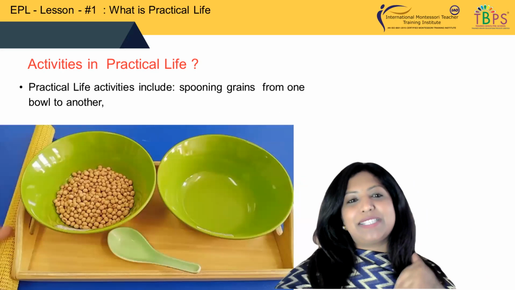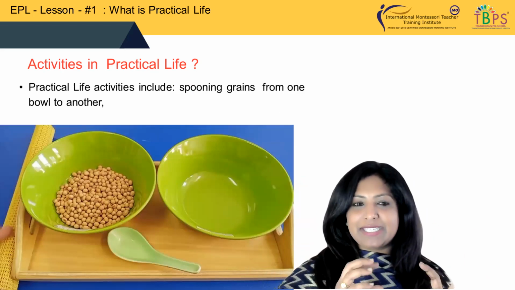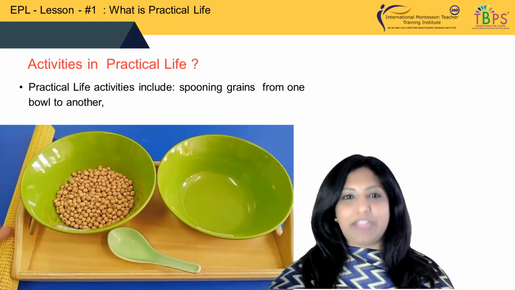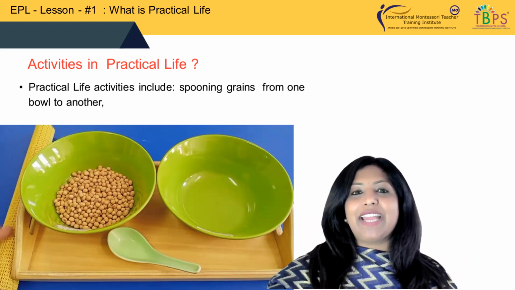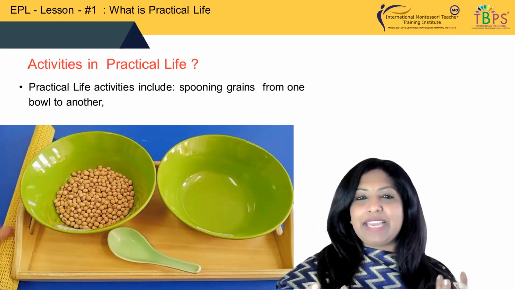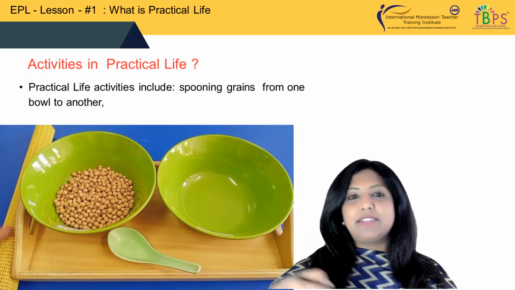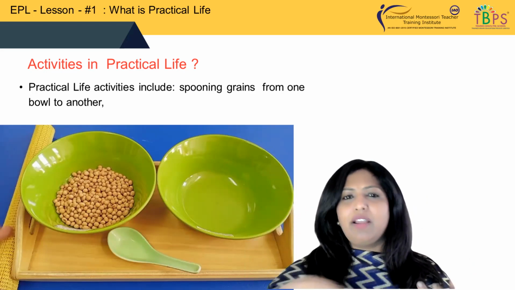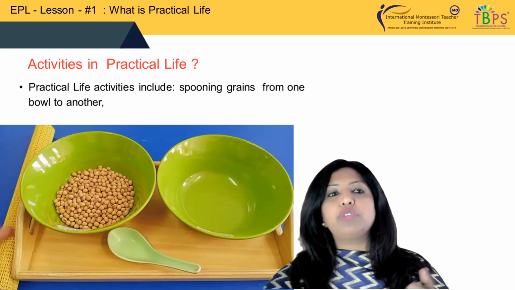So, let me begin with a simple one. I can give them two bowls and I can have some grains. And along with that, if you have a spoon, you present it nicely on a tray. When this is being presented and shown, we can call this activity spooning. Since we are using grains, I call this activity spooning grains. So what do we do? We place the mouth of the spoon, take the grains from one bowl, and do a gentle transfer to another bowl. It's a simple transferring where we are trying to spoon the grains from one bowl to another.